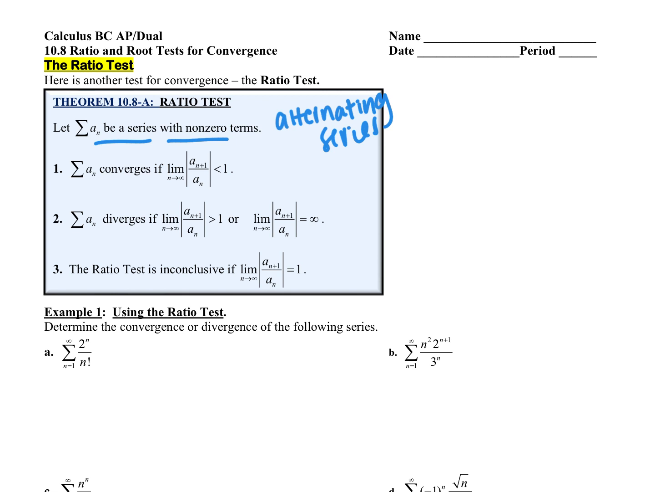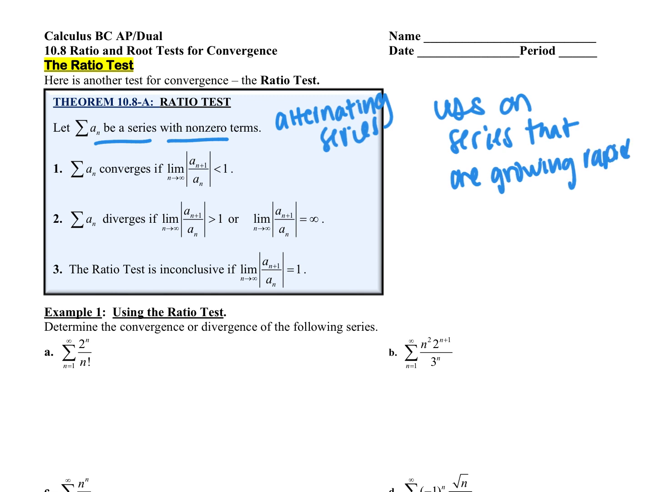And specifically, you're going to use it for series where they're growing rapidly. So if you see exponential functions or factorials, or a combo of the two, or combo of polynomials and exponentials, anything that's growing rapidly, this is going to be a good time that you're going to use the ratio test.